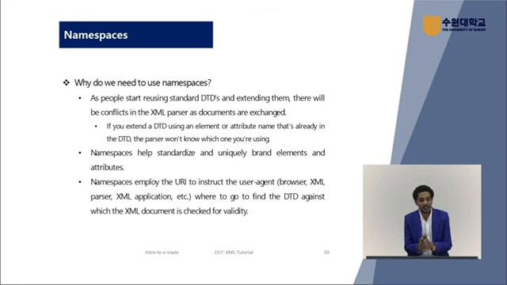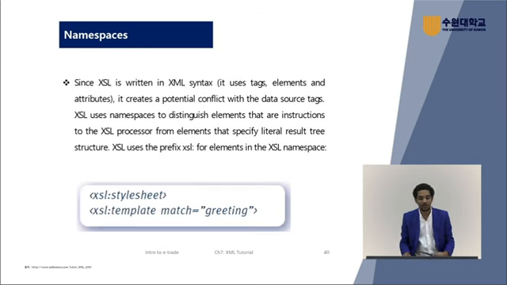We also have the same thing in HTML where we give IDs. For example, I can have the same formatting structure for a heading one throughout my HTML code. But if I need a different formatting or different attribute for one of the headings, then I should use an ID which uniquely identifies that heading from the other headings, right? So namespaces will help us in XML just like that, right? So namespaces help standardize and uniquely brand elements and attributes. Namespaces employ uniform resource locators to instruct the user agent or the browser, XML parser, or XML application where to go to find the DTD against which the XML document is checked for validity.